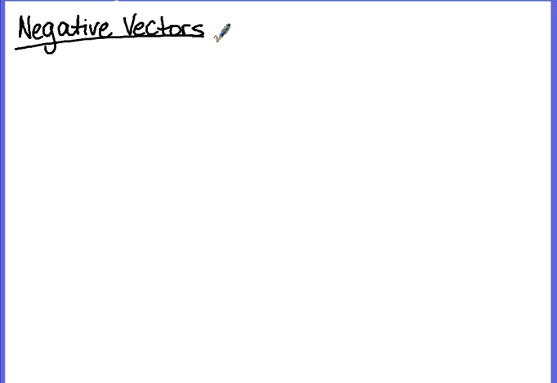Alright, so there are 5 steps in solving for negative vectors. And the first step is what ends up being a little bit different. Alright, so let's talk about the steps first, and then we'll go back and look at examples with these steps. So step 1 is to draw out the vectors.